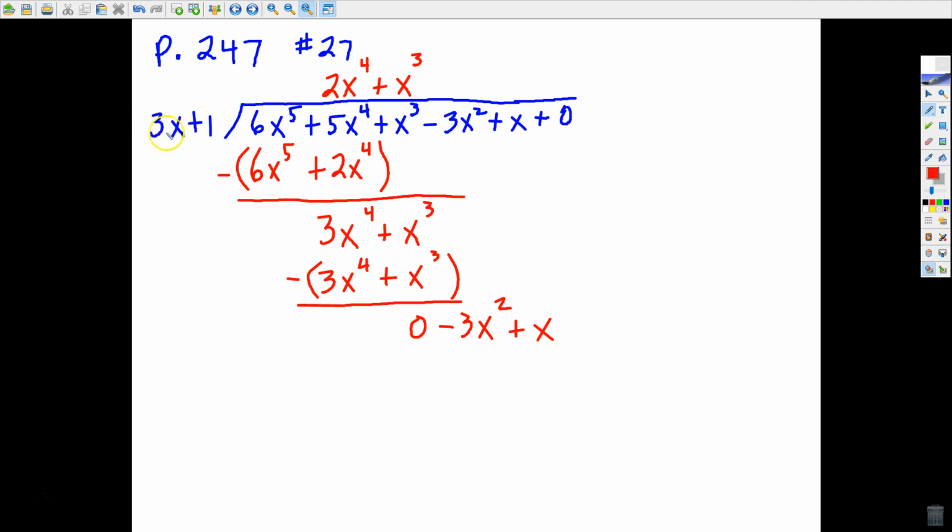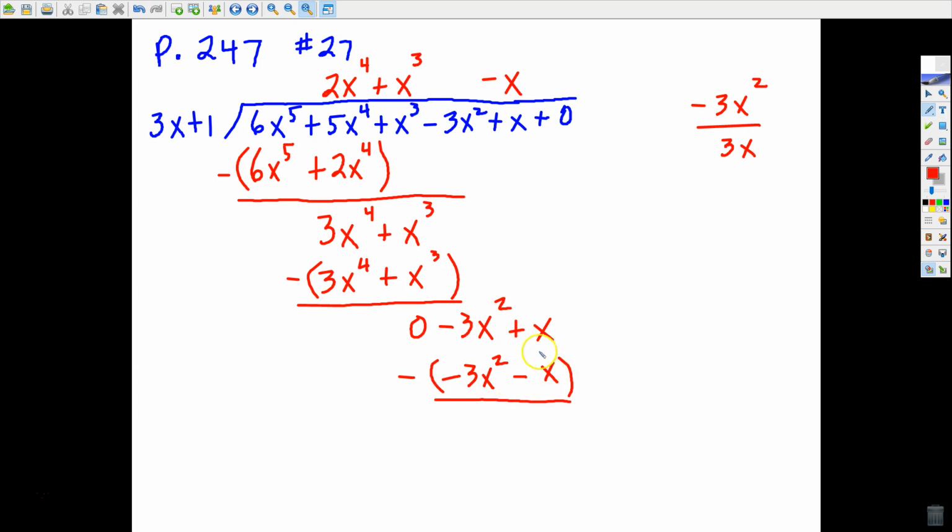So now I'm dividing 3x into, obviously we're not dividing into 0, we're dividing 3x into negative 3x squared. So negative 3x squared divided by 3x. This may not be necessary for everybody, but I just want to make sure you understand. That's going to be negative x. Okay, hopefully everybody can see that. Negative x. I know we've got a space here, but in our final answer we'll show it all together. All right, so negative x times 3x is negative 3x squared, and negative x times 1 is negative x.